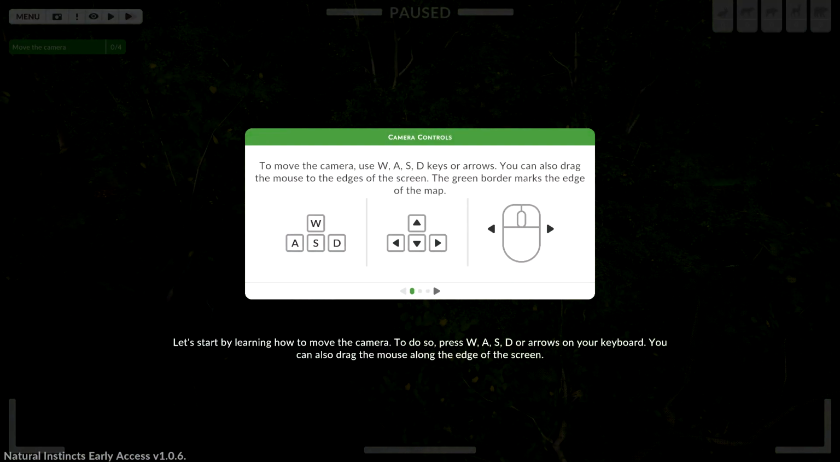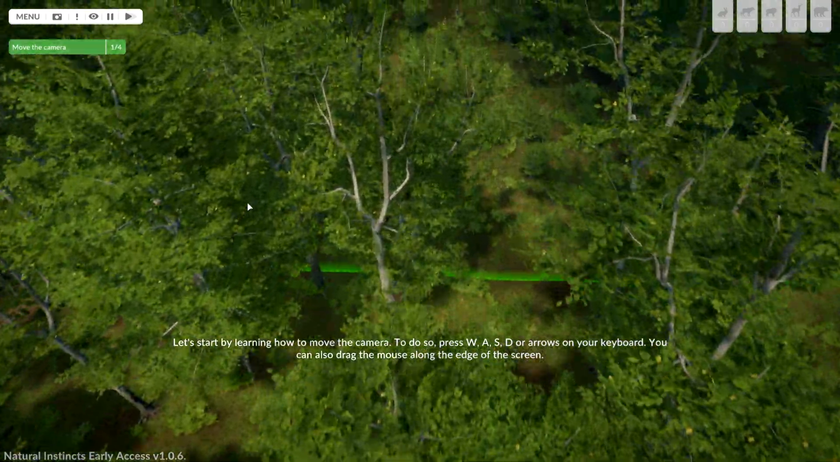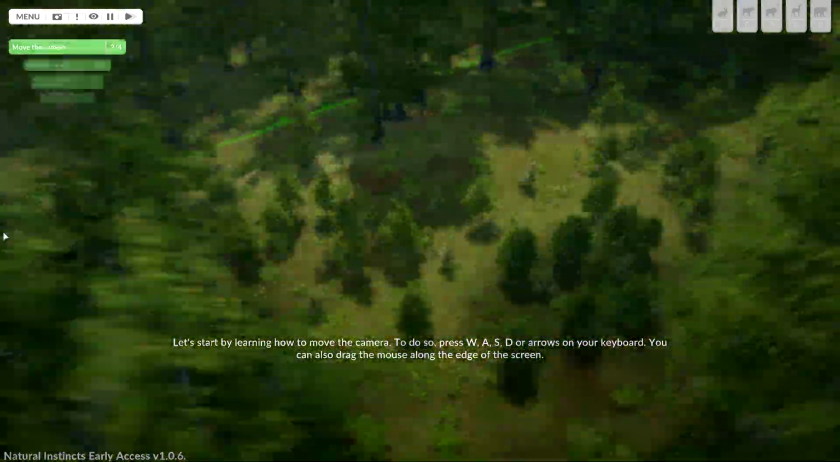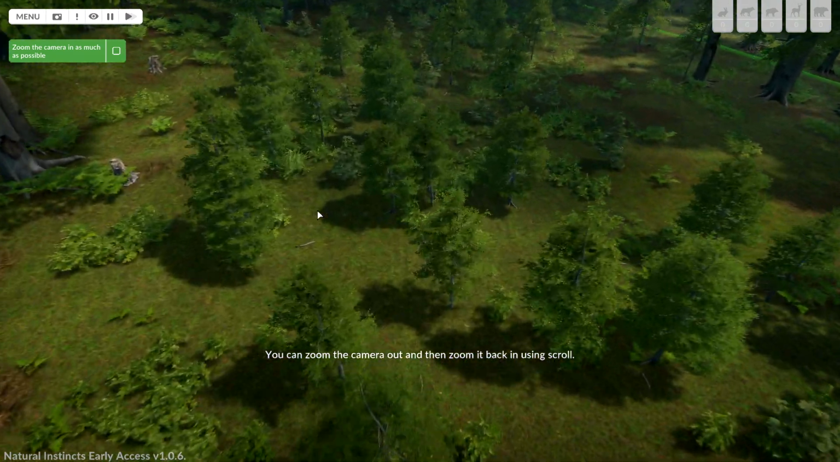Let's start by learning how to move the camera. To do so, press W, A, S, D, or arrows on your keyboard. You can also drag the mouse along the edge. You can zoom the camera out and then zoom it back in using scroll.